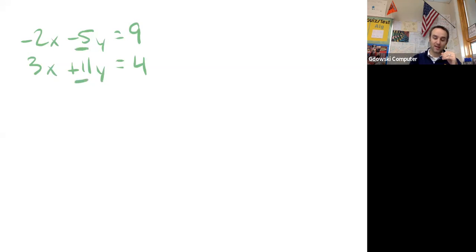So if you want to cancel out the y's, you're going to multiply the bottom by 5 and the top by 11. That's going to guarantee that you have 55s there to get rid of them. Now, those are going to deal with bigger numbers, and if we can help bigger numbers, right? If we can get smaller numbers, let's do that.